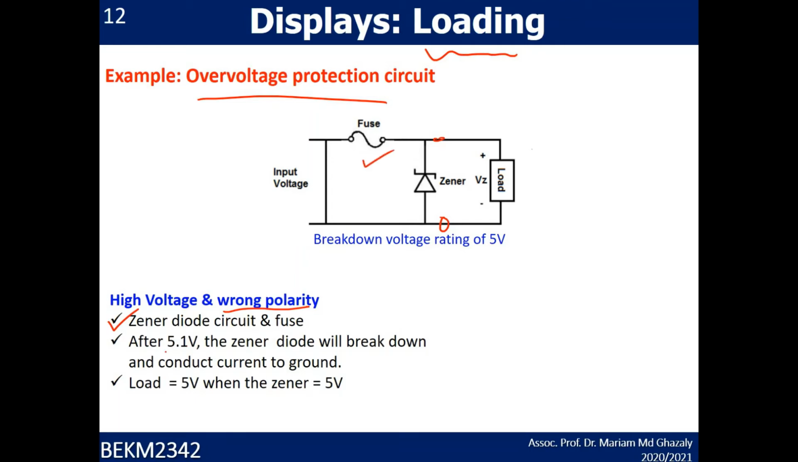After 5.1 volt, which is the Zener diode rating, the Zener diode will break down and conduct current to the ground. So the load will only go up to 5 volt, when the Zener diode is 5 volt. When it breaks down, the fuse will short. This is one example of adding a loading at the end of the circuit.